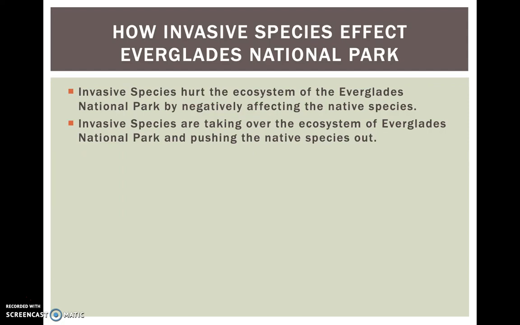So how do invasive species affect Everglades National Park? Invasive species hurt the ecosystem of the Everglades National Park by negatively affecting the native species. Invasive species are taking over the ecosystem of Everglades National Park by pushing the native species out.